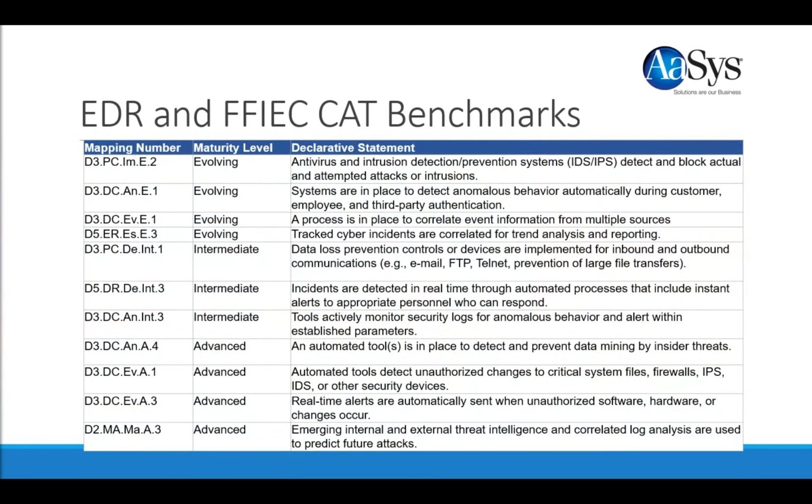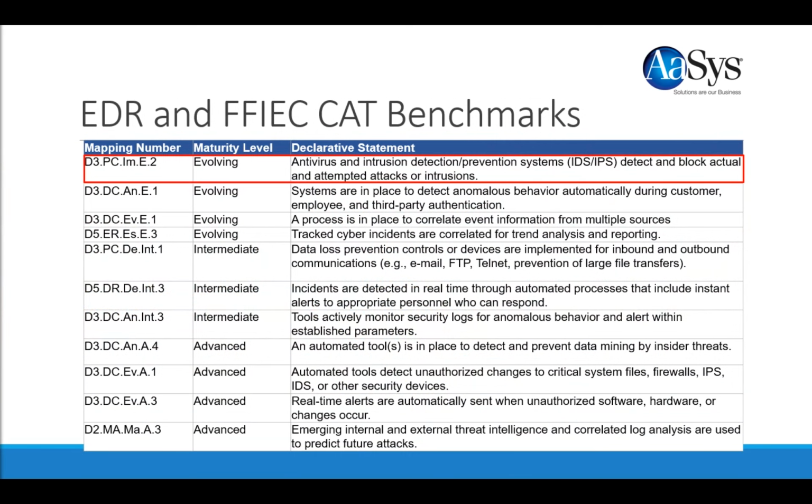When it comes to your cybersecurity maturity level, endpoint detection and response helps take you beyond baseline. And as you can see from the first component, the FFIEC is looking for capabilities to detect and block actual and attempted attacks and intrusions. All of the items you see listed here exceed the capabilities of most next generation antivirus. But most EDR platforms do, in fact, allow you to meet each of these requirements.